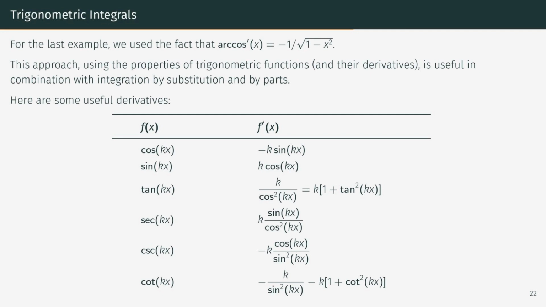The function sine of kx has the derivative k cosine of kx. The function tangent of kx has the derivative k over the cosine squared of kx, which can be rewritten as k times 1 plus the tangent squared of kx. The function secant of kx has the derivative k sine of kx over the cosine squared of kx.